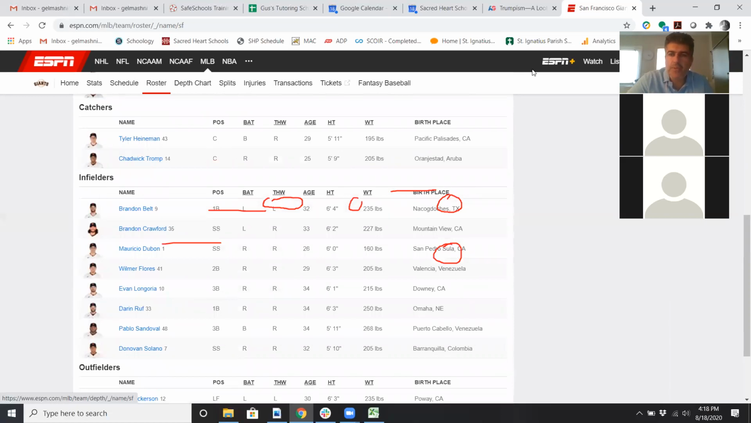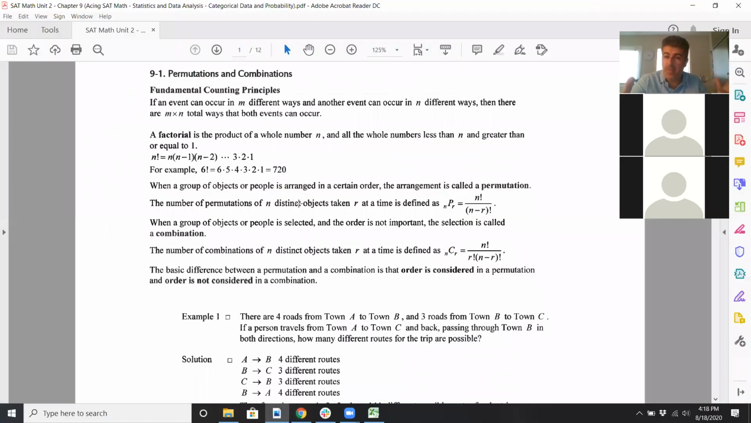So going back to this right here, n is the total number of different objects. You have a total of 15 different players, right? Now in the game of baseball, you have 8 position players. You have a catcher, a first base, the second, actually, we could do it like a baseball diamond.